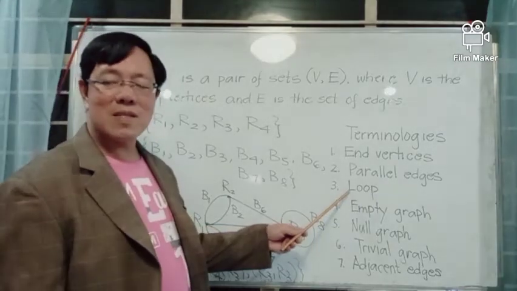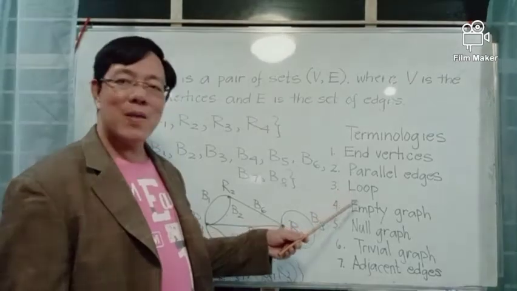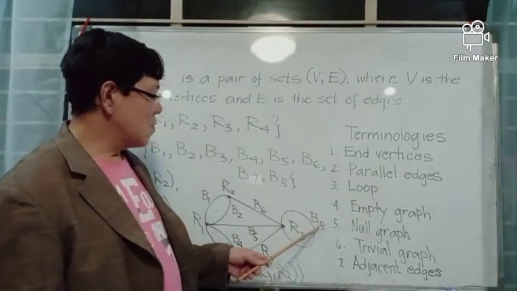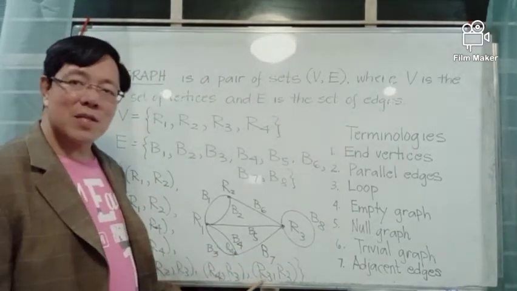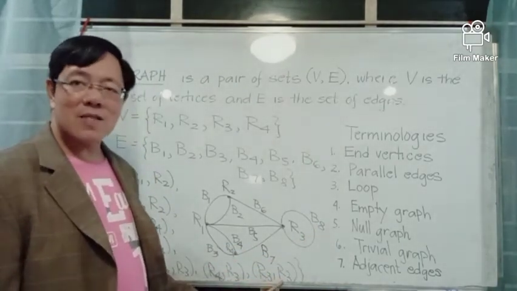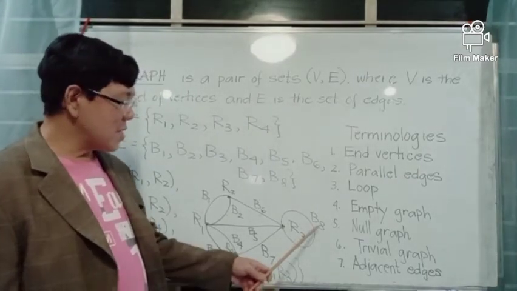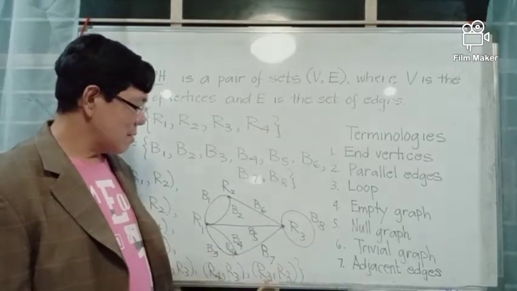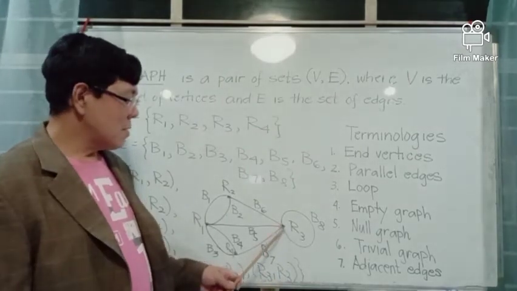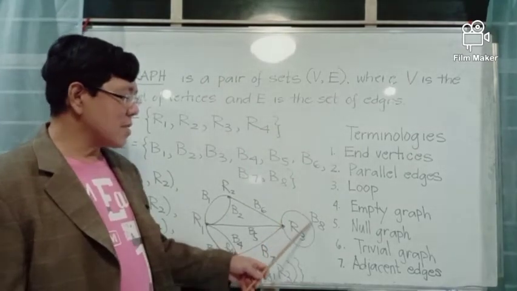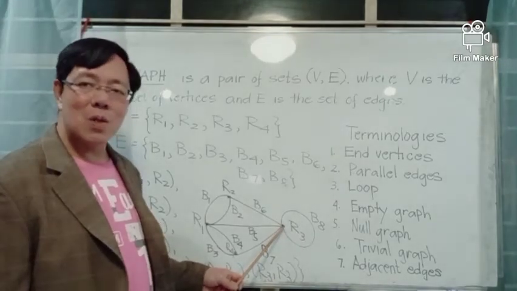Now, a loop is an edge that has the same end vertices. This edge B8 that connects vertex R3 with itself is an example of a loop because the end vertices of the edge B8 are the same, the vertex R3 and R3. So this edge B8 that connects vertex R3 with itself is an example of a loop.